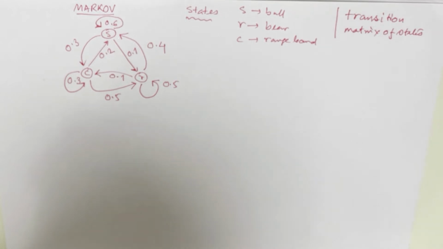So S has a repetition probability of 0.6, which means 60% of the time a bull market today will have a bull market tomorrow. R has a probability of 0.5 of self-repetition. It means there is a 50% chance that if today is a bear market, tomorrow will also be a bear market. C has a self-repeating probability of 0.3, which means a 30% chance that if today is a range-bound market, tomorrow also is going to be a range-bound market. That's the concept.